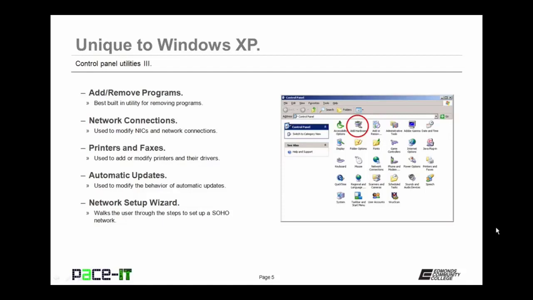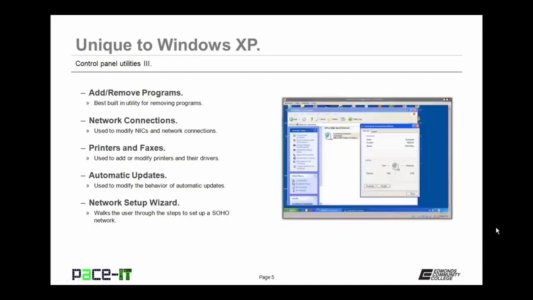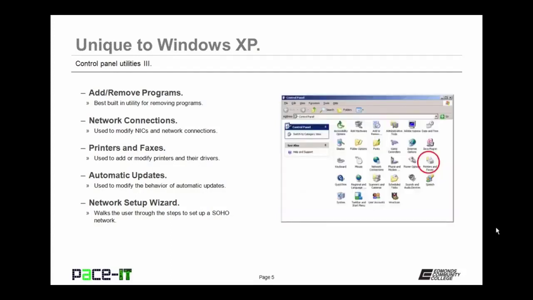And the first one is the Add Remove Programs utility. This is the built-in utility for removing programs from Windows XP. You can also add operating system features with this utility. The Network Connections utility is used to modify how network interface cards behave and network connections. The Printers and Faxes utility is used to add or modify printers and their drivers.